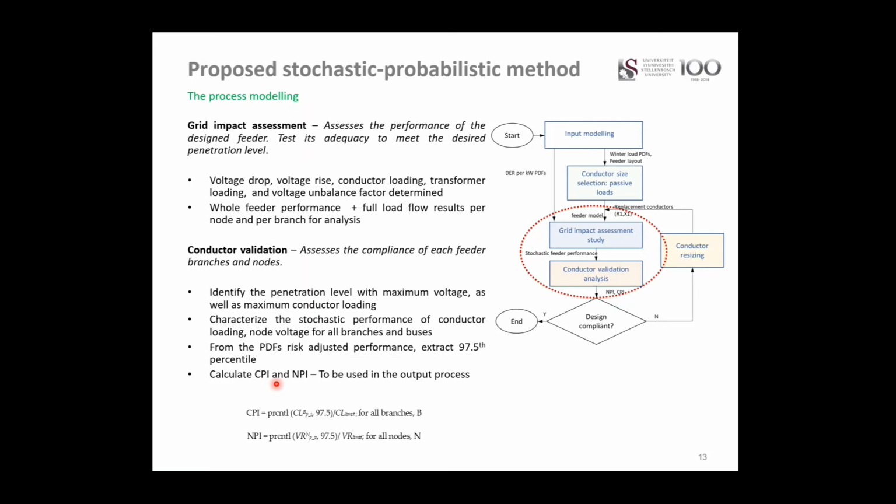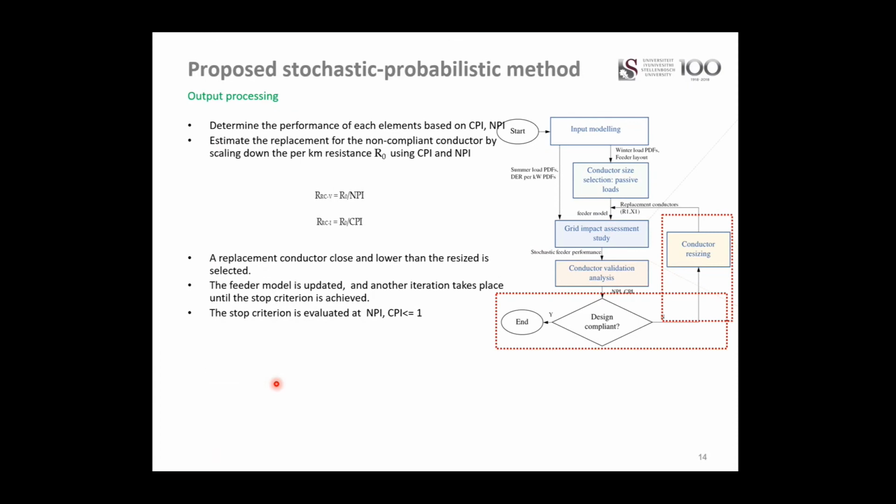These are your conductor performance index and your node performance index, obtained as indicated in the equations below. The output process does several things. One, it determines the performance of each element based on the NPI, and then it estimates the replacement for the non-compliant conductors by scaling down the resistance of that conductor using the CPI and the NPI.